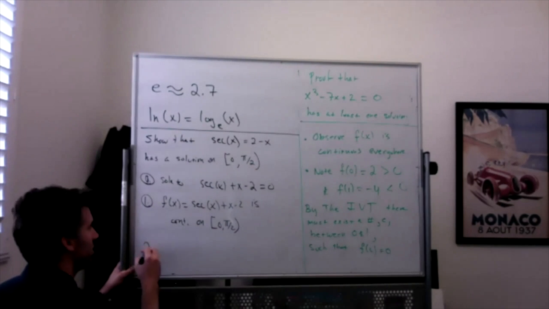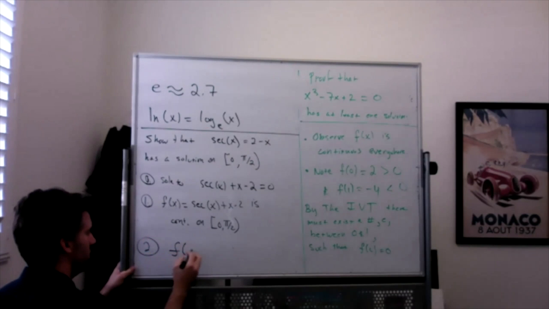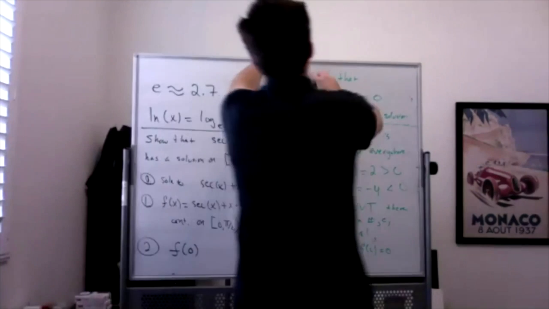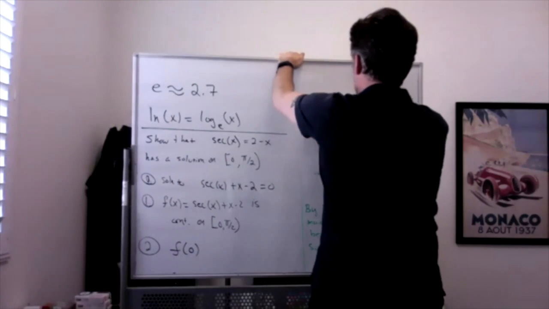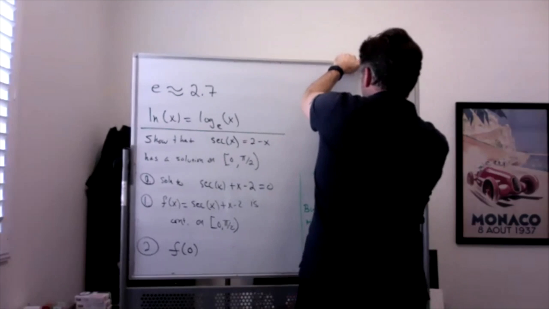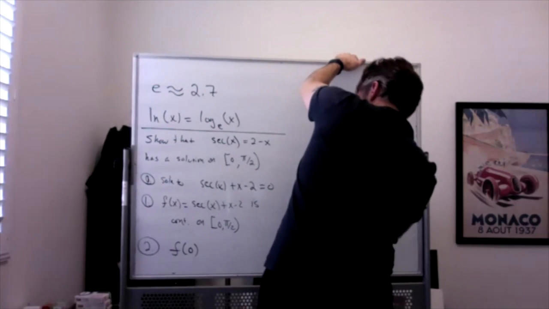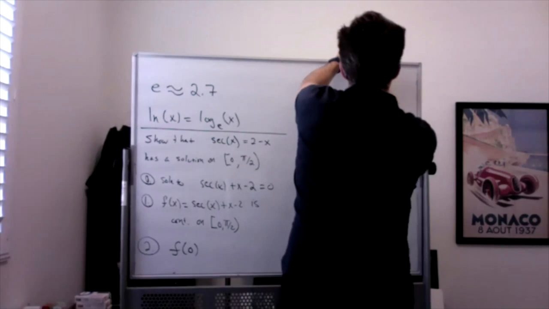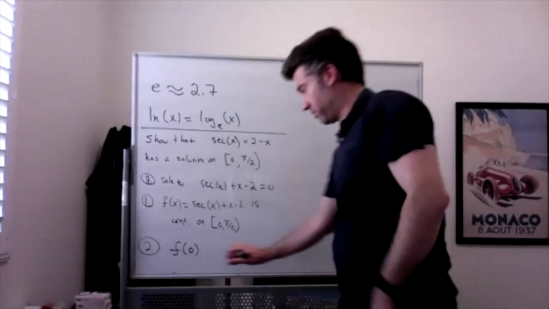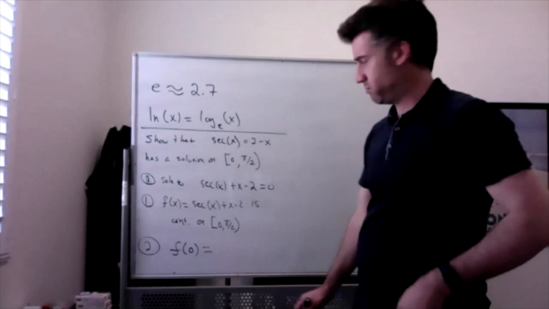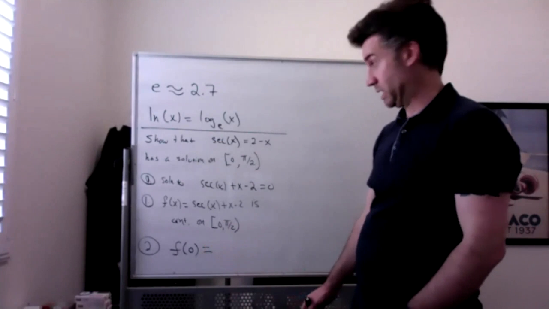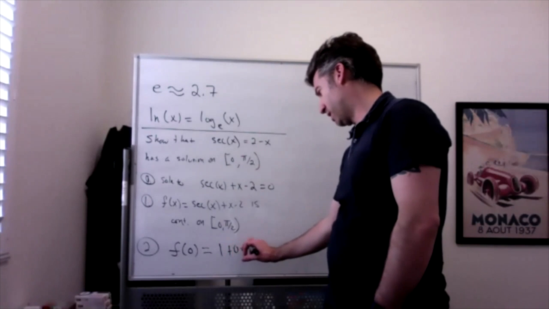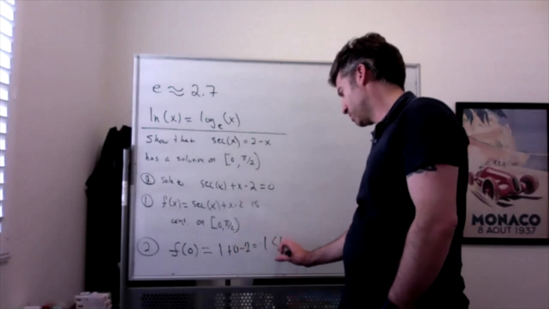Okay, so what's f of 0, right? I'm always picking 0. 0 is almost always, without a doubt, a great choice. So what do we get when we plug in 0? And specifically, what's secant of 0? It's also 1, right? Yeah. So I get 1 plus 0 minus 2, which is negative 1.